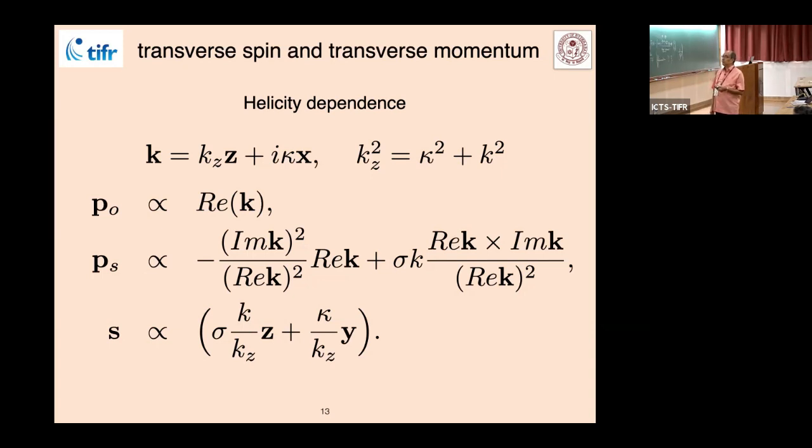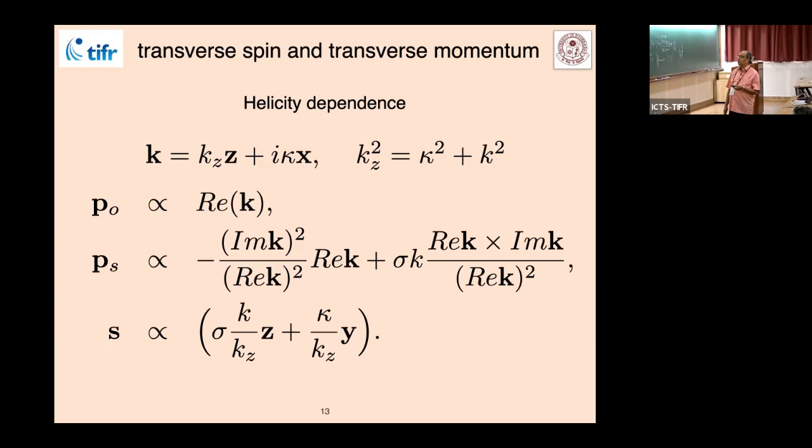Now look at the structure of this orbital part and spin part. Let's first concentrate on the momentum. This is the momentum density. You see this orbital part, or the canonical part, is proportional to the real part of k. That means it is along the direction of propagation. So canonical momentum is always along the direction of propagation. Whereas the spin part has two components. One is very simple, again along this direction, and of course it is decided by the character of the wave vector.